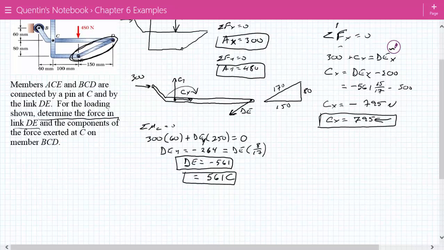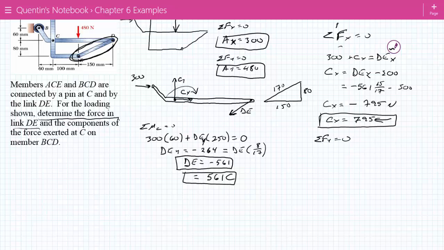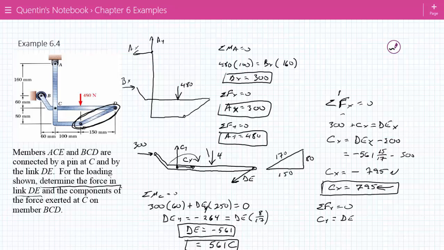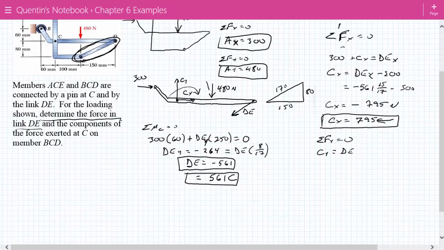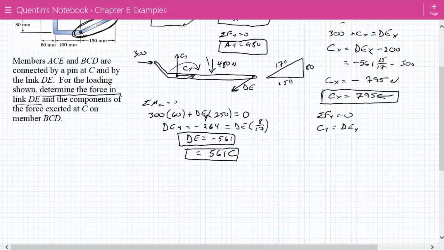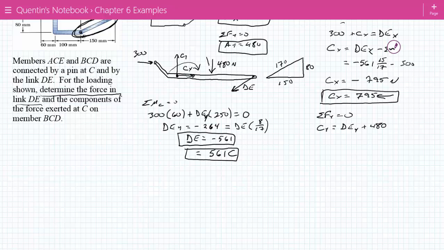Okay, and then lastly, sum of the forces in Y is equal to 0. So how do we do this? Well, in this case, Cy is equal to DE in the, oh, whoa, we forgot a major one here. It hasn't affected us yet, but we still have this 480 newtons coming down there, right? So it's equal to DE in the Y, plus 480, because the ups equal the downs. But again, DE needs a negative sign.